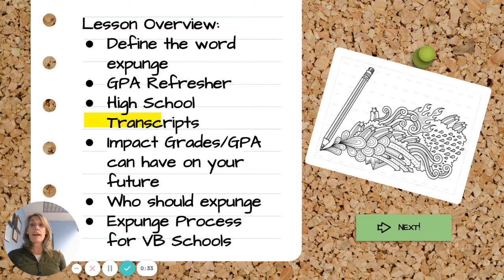Today's lesson is going to define the word expunge. We're having a grade point average refresher course. Then we're going to talk about high school transcripts and what they look like. We're going to talk about the impact grades have, or your GPA has, on your future, and who should expunge classes and what the expungement process looks like for Virginia Beach schools.